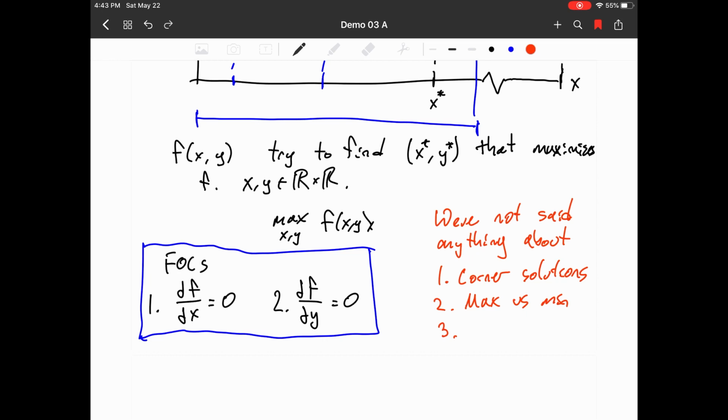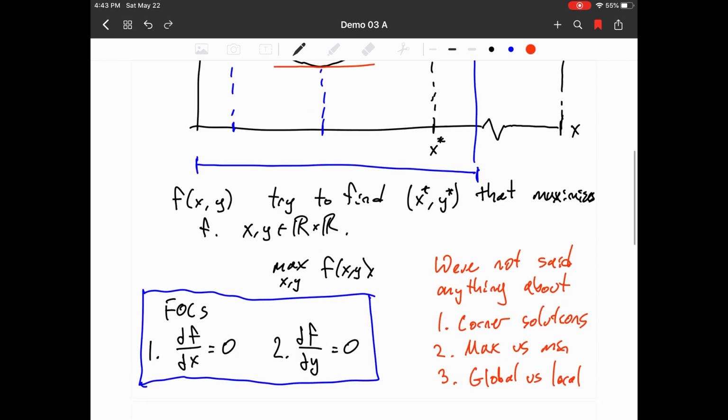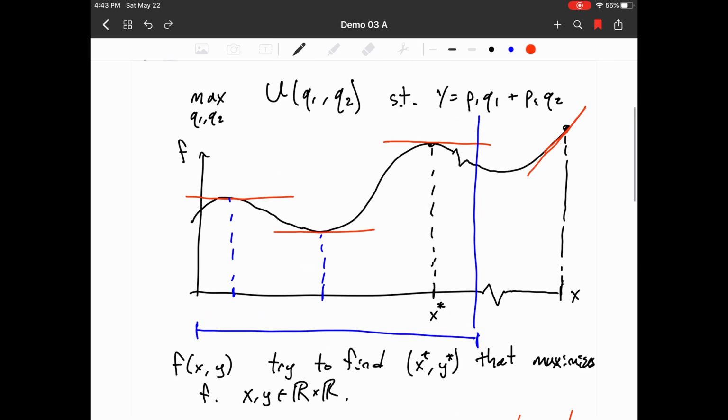And importantly, we also haven't said anything about global max. We haven't said anything about global versus local. So you'll notice up above, the first derivative will capture this point, which is on the interval we're looking at is a maximum.